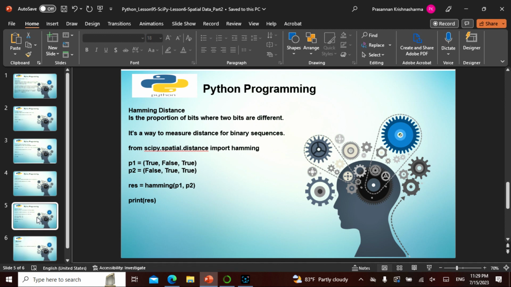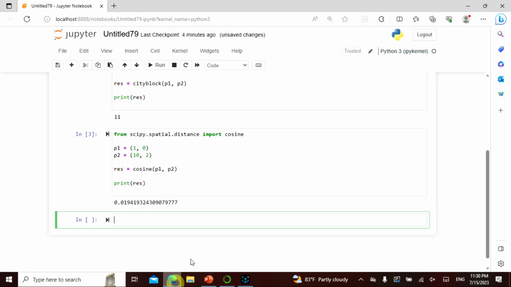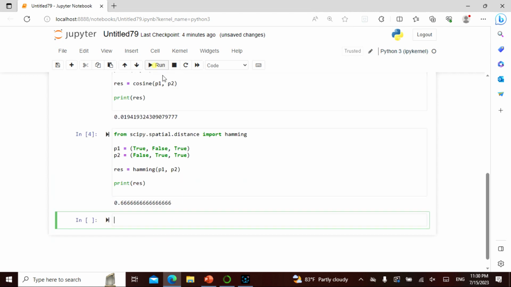Next is called the Hamming distance. I've heard of a Hamming word, but I don't know what a Hamming distance is. It's the proportion of bits where 2 bits are different. It's a way to measure the distance between binary sequences. Binary is always zeros and ones, so true or false. From distance I import hamming. I have P1 as true, false, true and P2 as false, true, true, then compute hamming P1, P2. When I do that, it gives me 0.67.